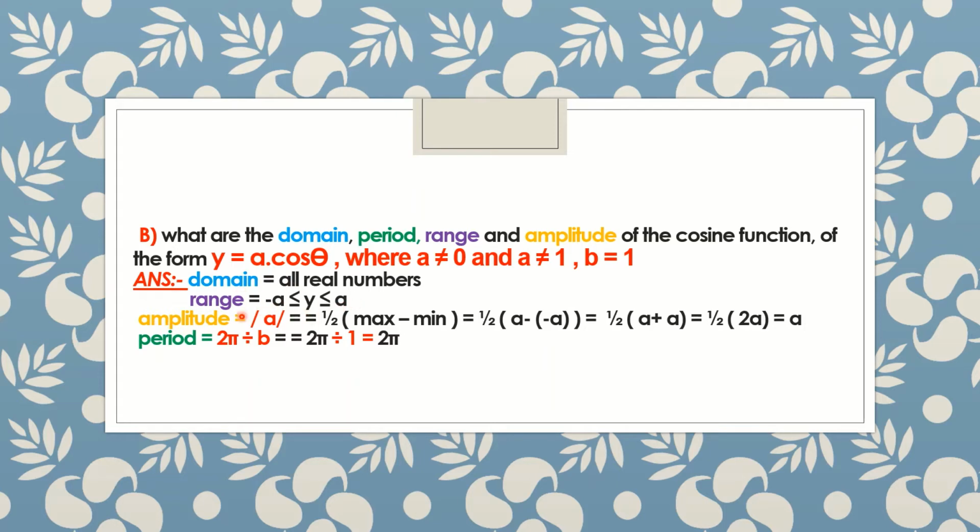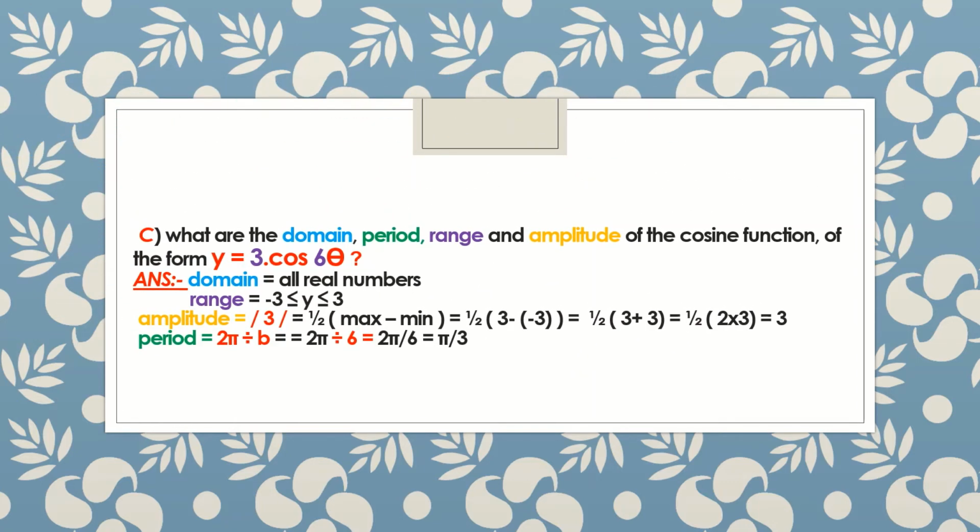Amplitude, you can take the absolute value of a or use the formula 1 over 2 times maximum minus minimum, which equals 1 over 2 times a minus -a, which equals 1 over 2 times a plus a, which equals 1 over 2 times 2a, and simplifying 2 by 2, it will give you a. Or simply you can take from the beginning the absolute value of a. The period is 2 pi divided by b, which equals 2 pi divided by 1. In our case, b is 1. It's given b is 1, so the period is 2 pi.